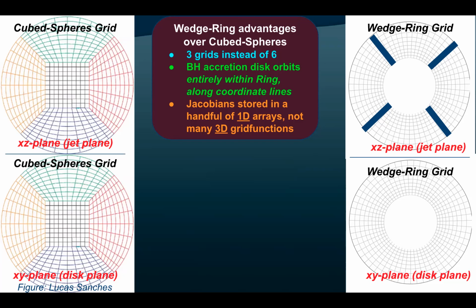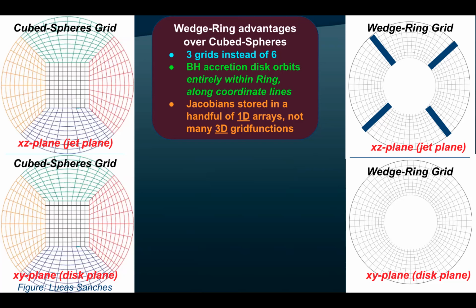That's not true on a cube spheres grid, where you'll notice actually that in order to complete one orbit, that fluid element would need to actually cross 4 different grids. And also, I'll note that it doesn't follow along the coordinate lines, because on a cube spheres grid, there are actually these kinks at the grid boundaries.